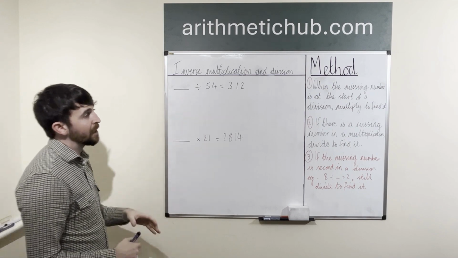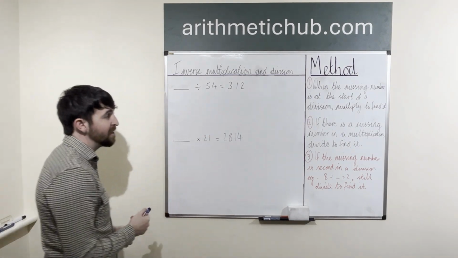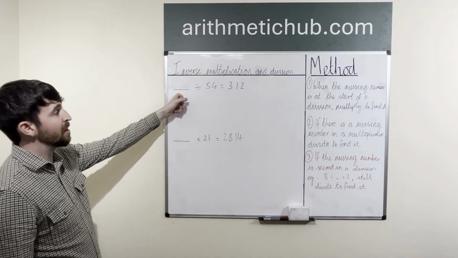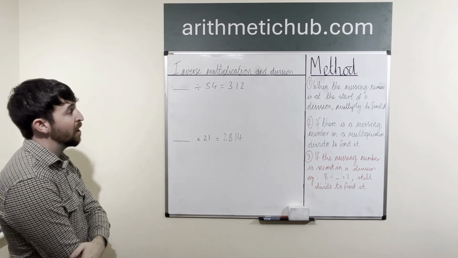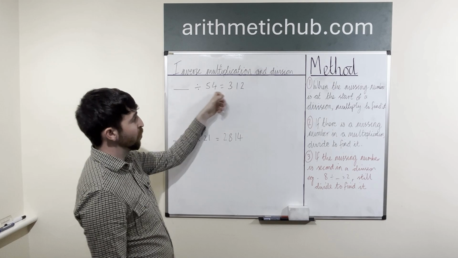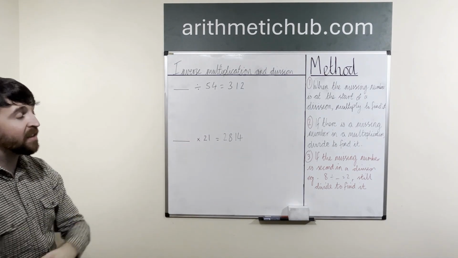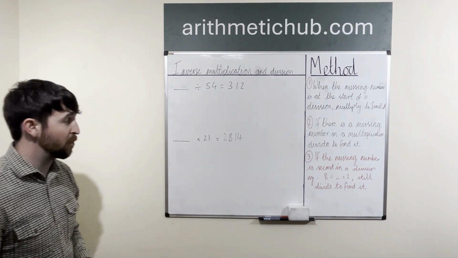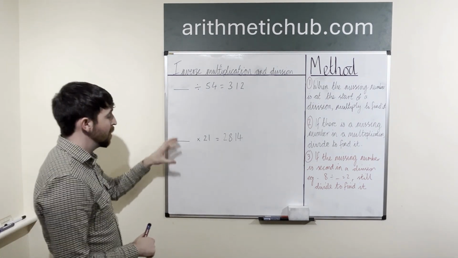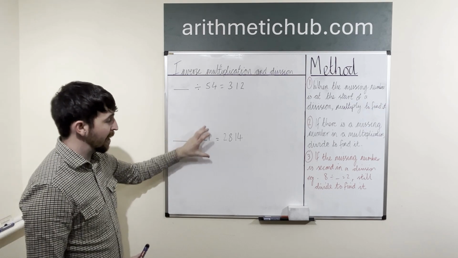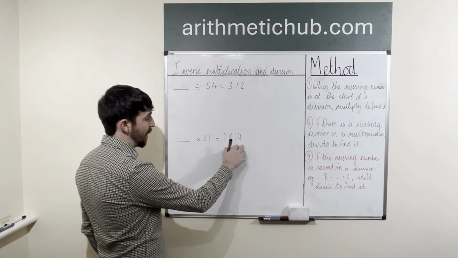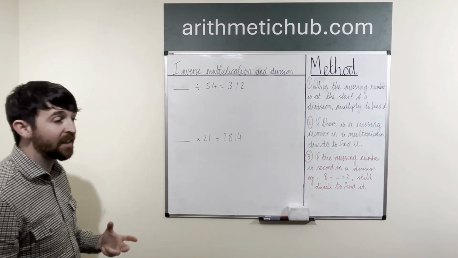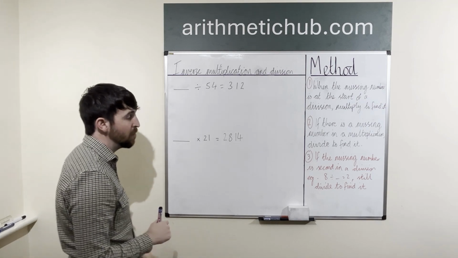Now, what's important is where the missing number is in these questions. If we check in with our method here, it says when the missing number is at the start of the division, multiply to find it. So here we have a division where the missing number is at the start, so to find it, what we're going to have to do is multiply these two numbers together. The second part of our method says, if there's a missing number in a multiplication, we need to divide to find it. So here we've got a missing number in our multiplication, so we're going to have to divide these numbers to be able to find it. And that's anywhere in a multiplication, either side, because multiplication is commutative.